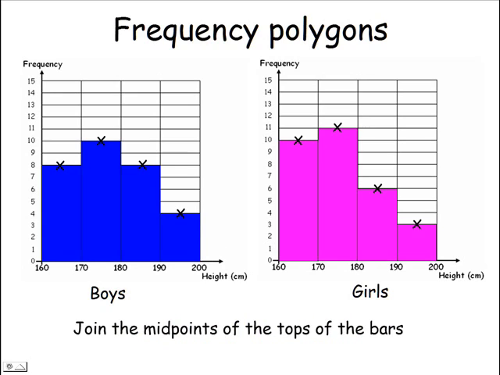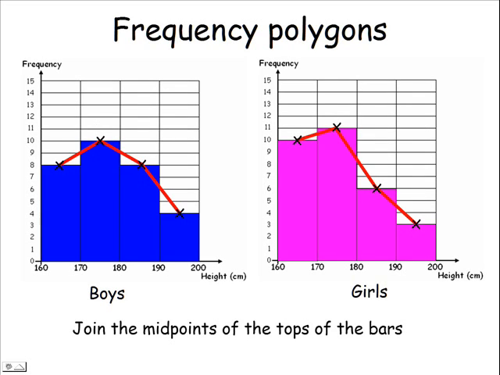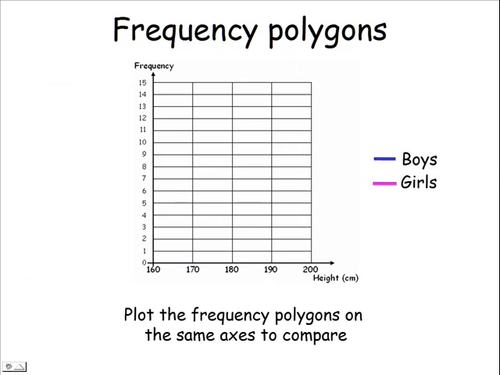This is where frequency polygons come in. Put crosses in the middle of the tops of each bar and join them up. Even though it's called a frequency polygon, the resulting line doesn't make a closed shape like a polygon, it's more like a line graph. The real benefit of frequency polygons comes when you plot multiple ones on the same axes, so you can directly compare two sets of data.